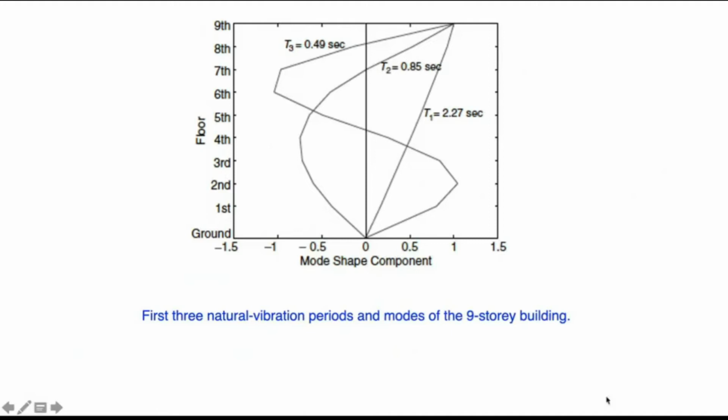We already talked about the number of modes. In mode 1, you can see that the masses are all moving in one direction. In mode 2, some masses are moving in the right direction, some in the left direction, and we will see only one crossing for the deflected shape. If there are two crossings for the deflected shape, it's mode 3.